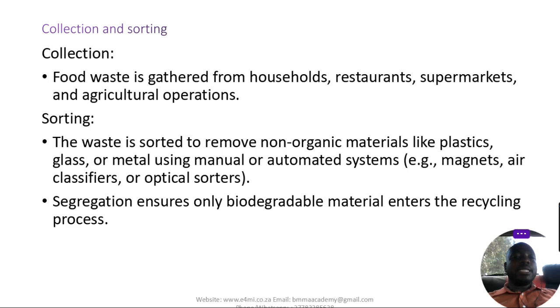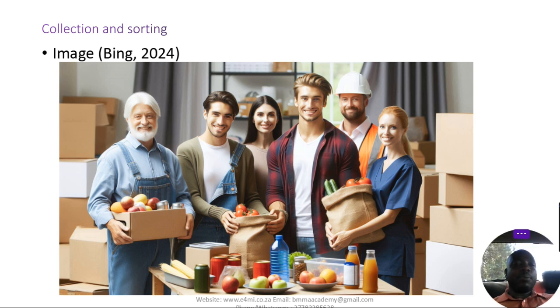First of all, we collect the waste food from households, from restaurants, supermarkets and agricultural operations, and then we sort the waste food to remove non-organic materials like plastics, glass or metal. Using manual or automated systems, we can use magnets, air classifiers or optical sorters. This ensures that only biodegradable material enters the recycling process. We have spoken about how to recycle plastic. If we find plastics in the food, we can recycle them in a different process.